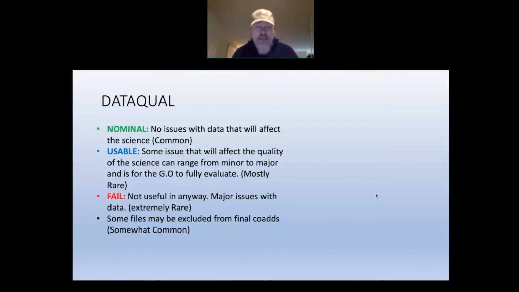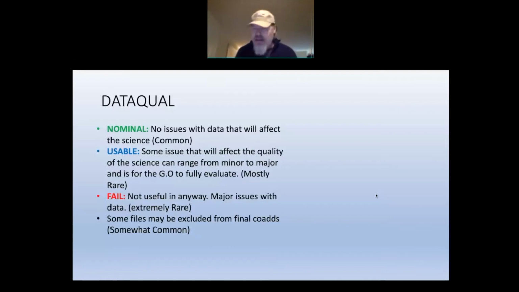Fail is basically data not useful in any possible way and is usually not archived at all. This is just data where the telescope went into local and we looked at the back of the cavity or something like that, or the noise completely dominates the array. So it's completely useless. We don't even archive it. It rarely happens.